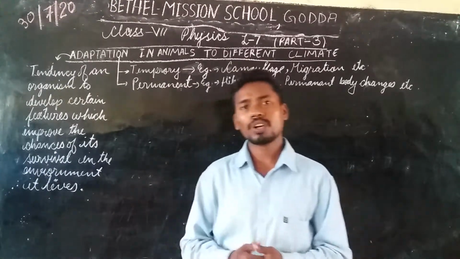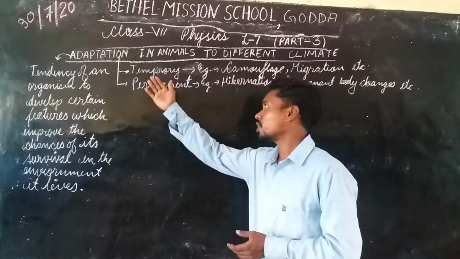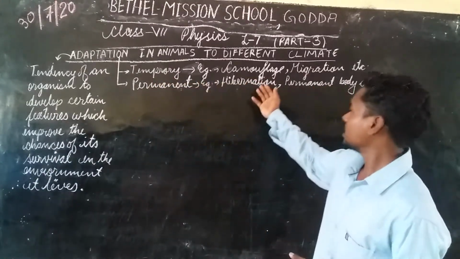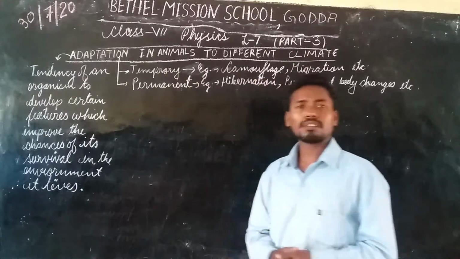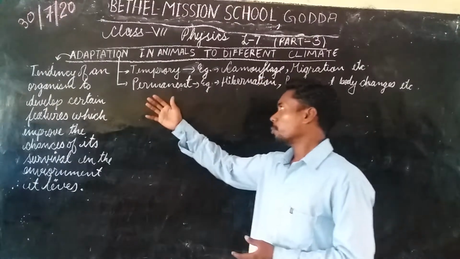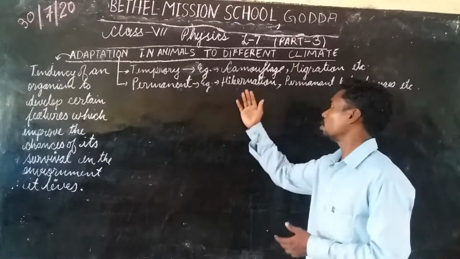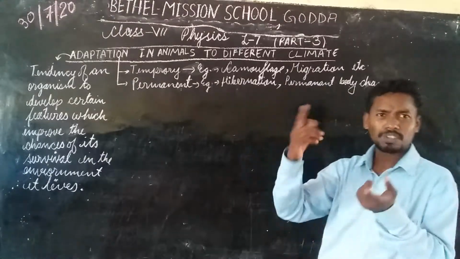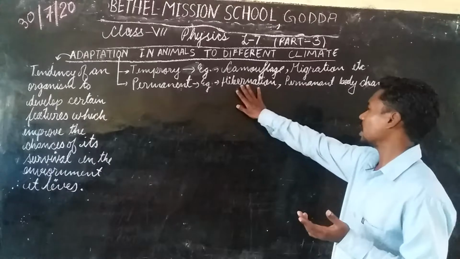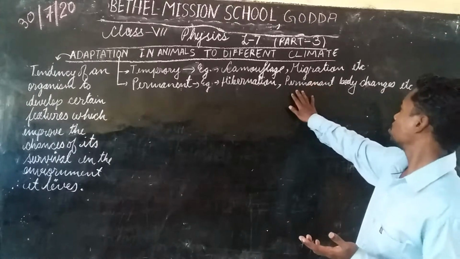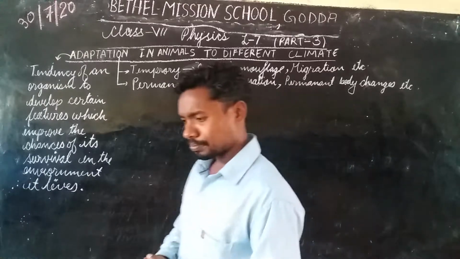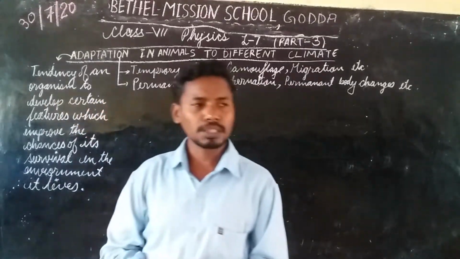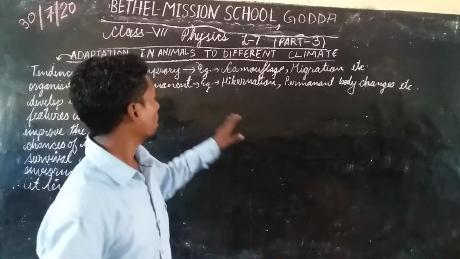So this is called adaptation. What type of adaptation? Temporary adaptation. There are many other examples also, but these two are major. Similarly, we have permanent adaptations. Permanent adaptation includes hibernation, and one is your permanent body changes that occur in some living organism. So let us talk about hibernation.